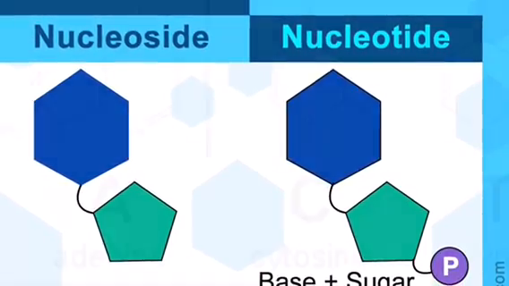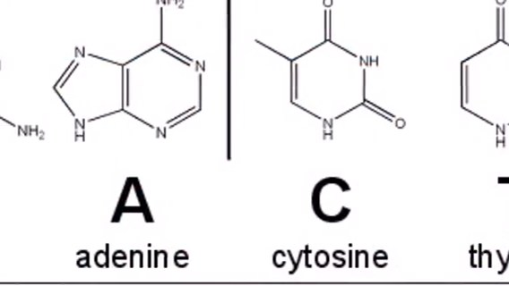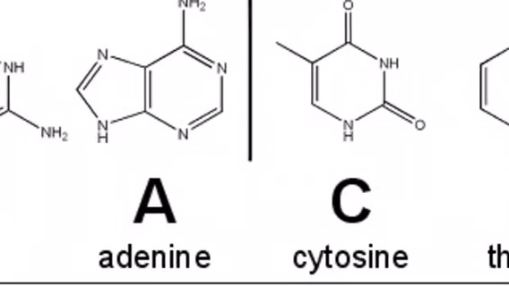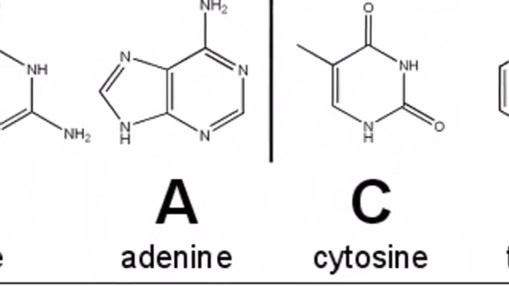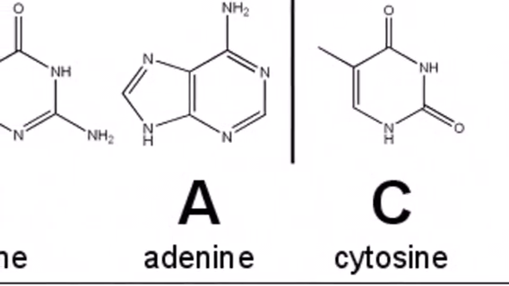DNA consists of four bases: adenine, guanine, cytosine, and thymine. Pyrimidines are the complementary bases of cytosine and thymine. Purines are the complementary bases of adenine and guanine.